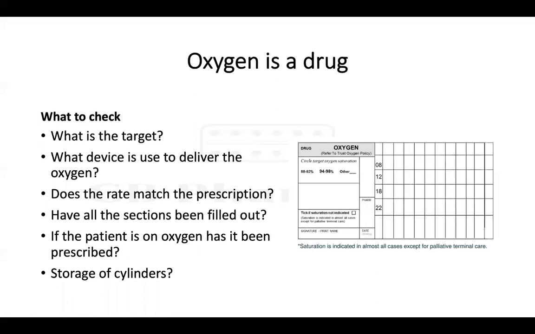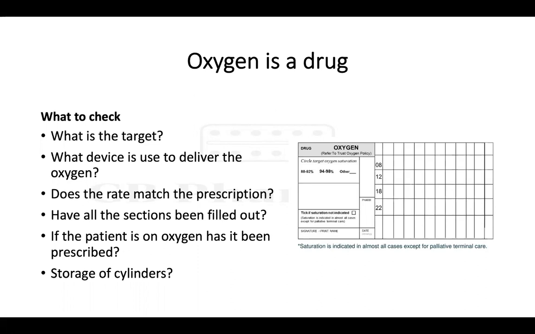And finally, if you are giving the oxygen via cylinders, make sure they're being stored correctly. There's been a lot of issues where they've been put in the bed with the patient, and then they have a malfunction in the patient's bed, and obviously that's not a good thing.